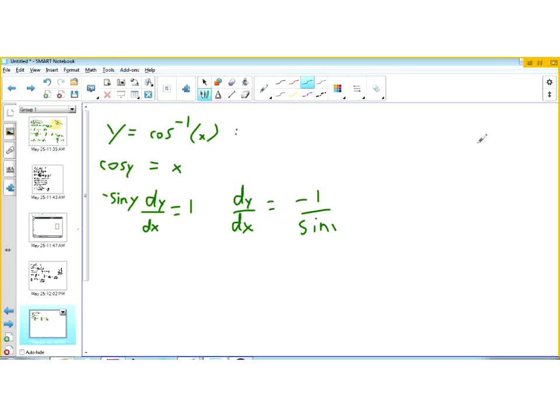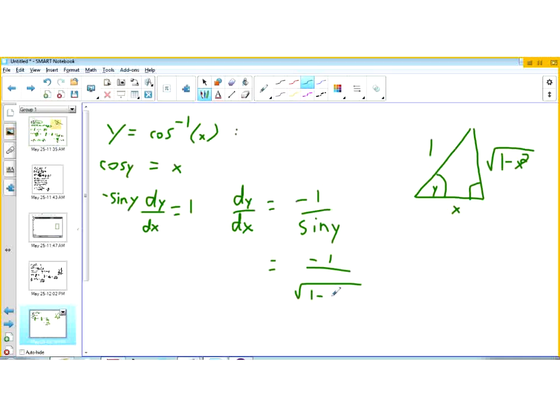And now we have to replace y with its expression in x. So we'll use the principle of right triangles. Here's angle y for a right triangle, and we know the cosine of y is equal to x, adjacent over hypotenuse. And so what is the length of this side? So this would be the square root of 1 minus x squared. And so the derivative of the arc cosine function would be negative 1 over the square root of 1 minus x squared. So that's how you prove it. Okay, so easy enough. So let's move on.